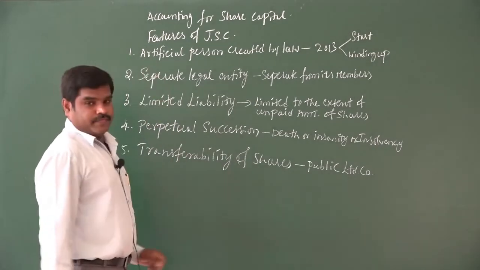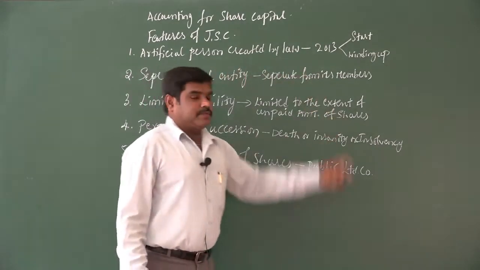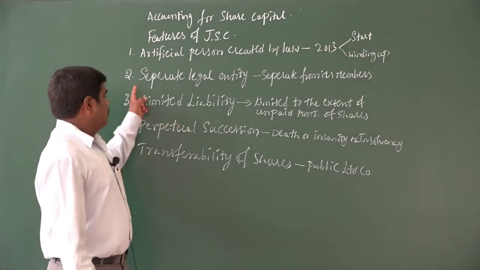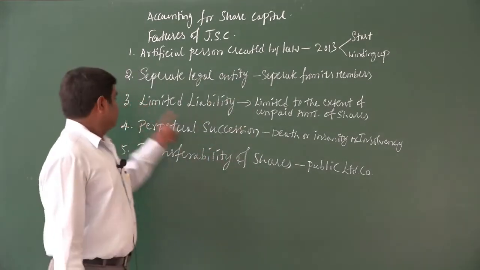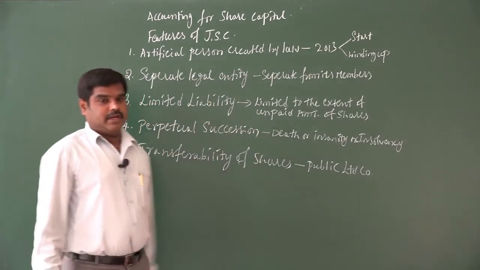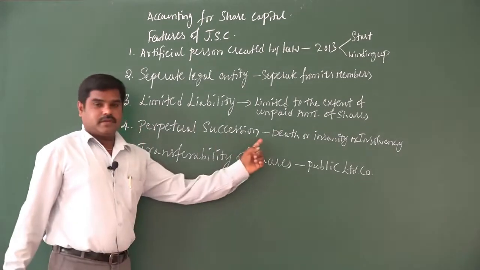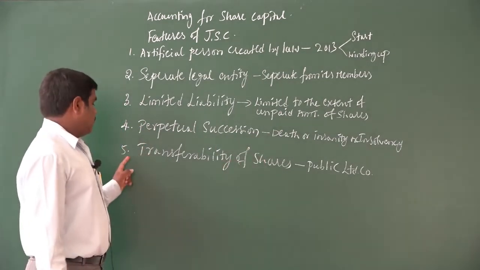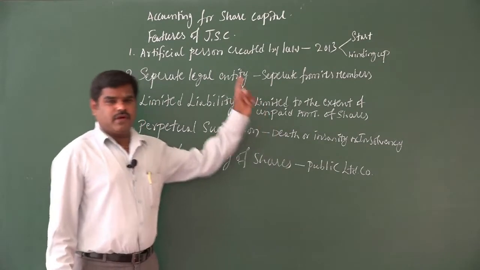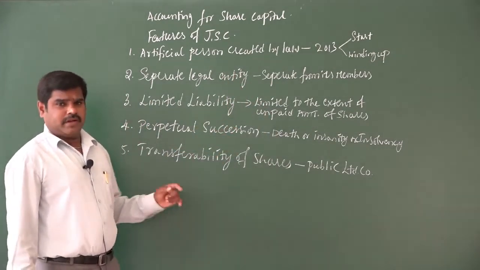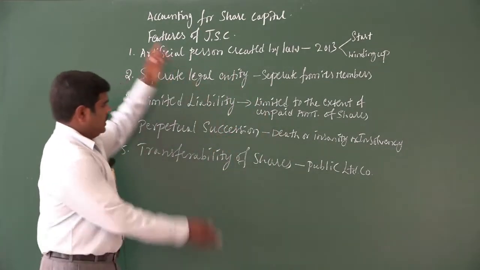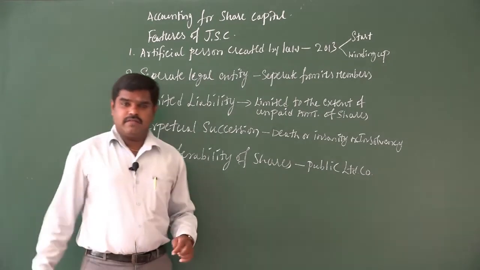Number 1, artificial person created by law. Number 2, separate legal entity. Number 3, limited liability. Number 4, perpetual succession. And number 5, transferability of shares. Only a few are written. We have more, but it is important for 2 marks, so I restricted the features to only 5.